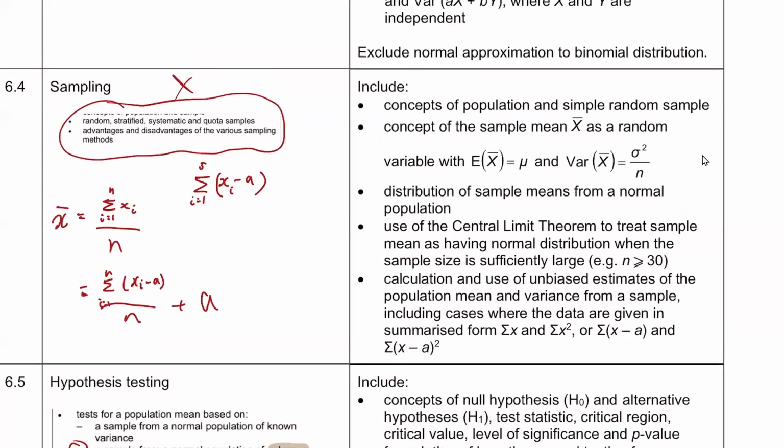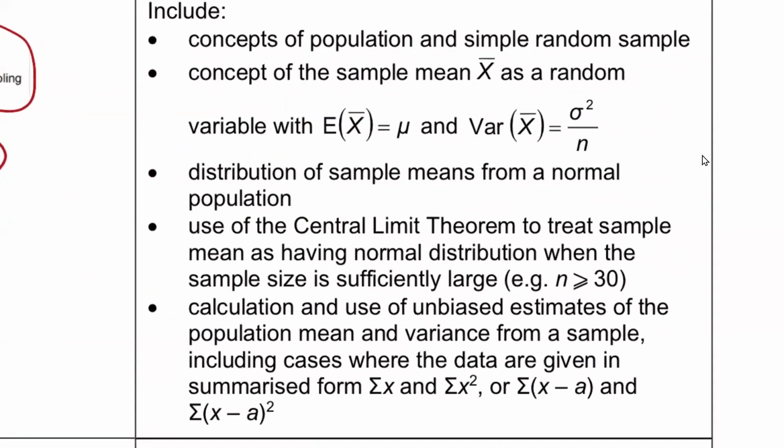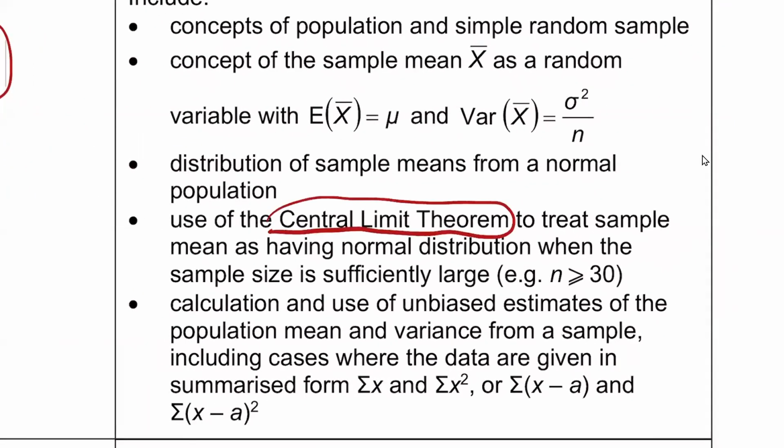Okay, and then I scroll down. Here, use of central limit theorem to treat a sample mean, the X bar that I was talking about, to have normal distribution when the sample size, the n, is sufficiently large. Example, n more than or equal to 30. In the syllabus, I never make things up. It's in the syllabus.